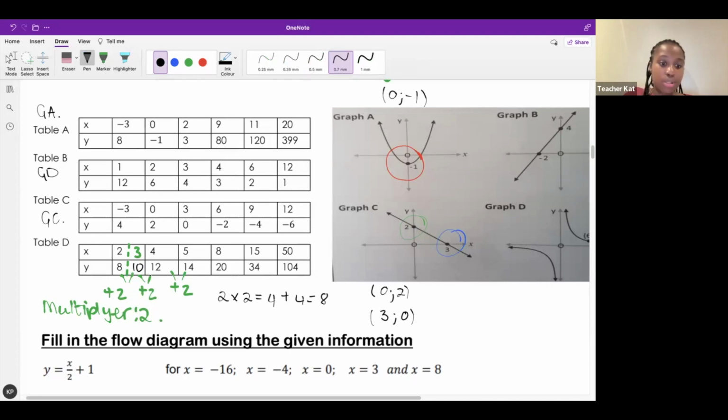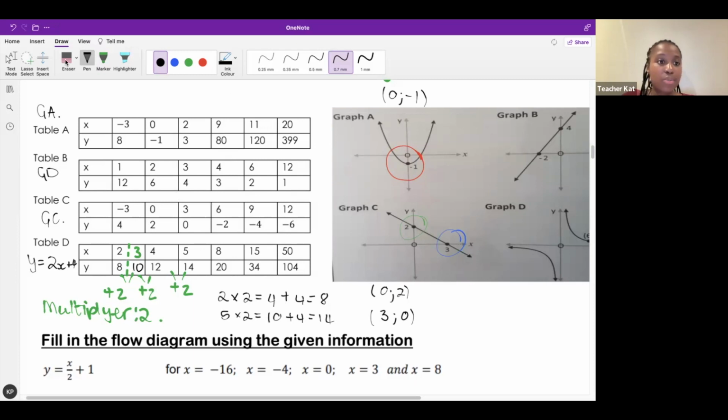Let's check that it works with another one. 5 times 2, that's going to give me 10. And if I add 4, it gives me 14. Is that the outcome that I wanted? Yes. So what is my equation for table D? Table D is y is equal to 2x plus 4. Now we have an equation, okay?